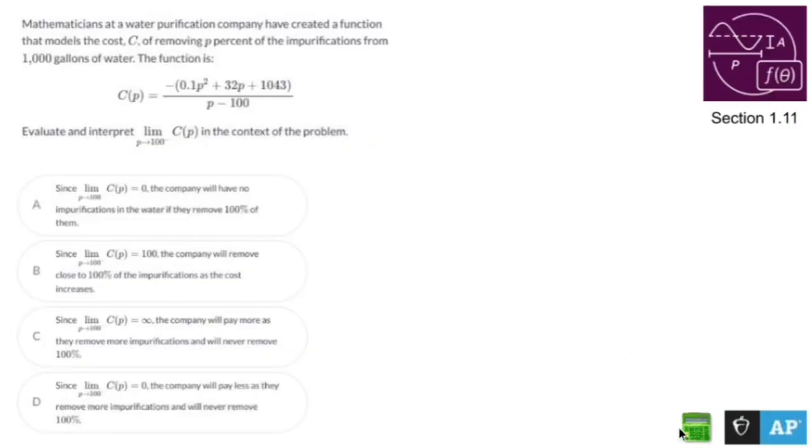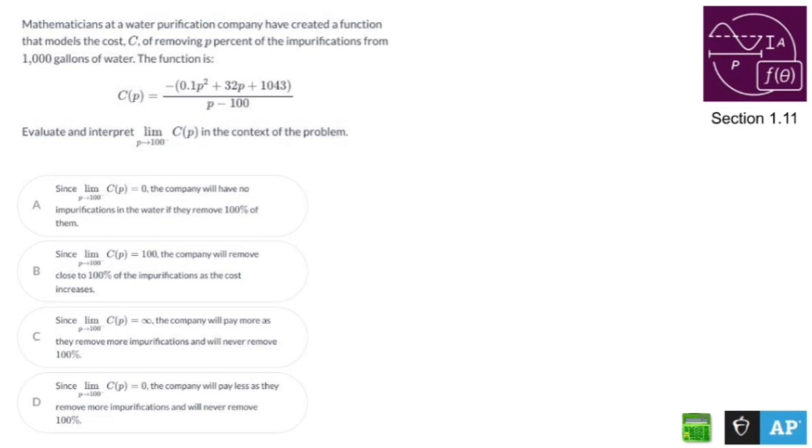Ooh, we've got ourselves a calculator problem. Mathematicians at a water purification company have created a function that models the cost C of removing P% of the impurifications from 1,000 gallons of water. The function is gross. Evaluate and interpret the limit as P approaches 100 from the left of C(P) in the context of this problem. So clearly we're going to want to use a calculator for this one.